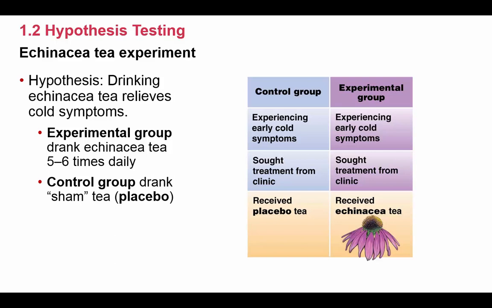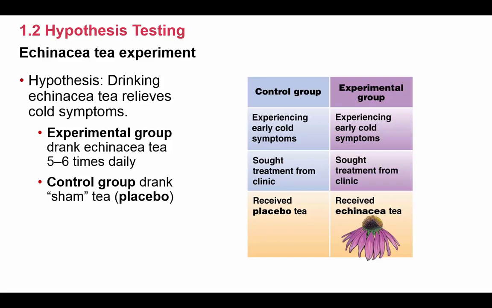Echinacea tea experiment. Our hypothesis: drinking echinacea tea relieves cold symptoms. We've got two groups, a control group and an experimental group. Both groups are as alike as possible, and we're going to randomly assign them into one or the other group. The control group and the experimental group are experiencing early cold symptoms, and they both go to the clinic for treatment. The only difference in the groups is the experimental group is going to drink the echinacea tea 5 to 6 times a day.